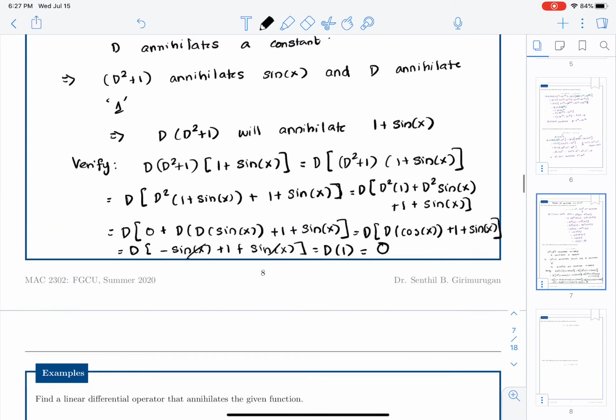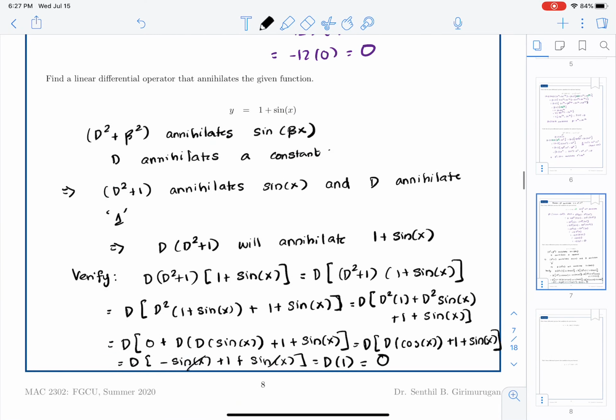So if we have a linear combination of multiple, different functions, we simply find the annihilators for each of them and multiply them to get rid of the linear combination of functions. That is the point of this exercise, because linear combinations are very, very important when it comes to differential equations.